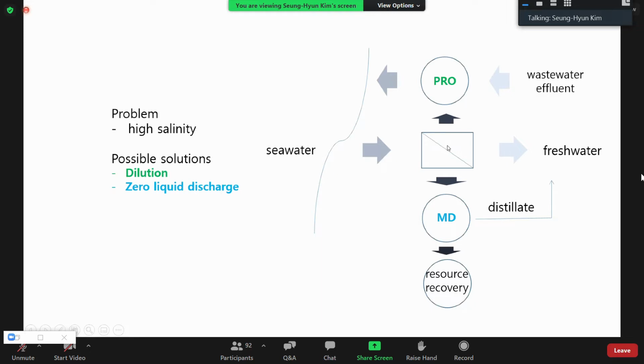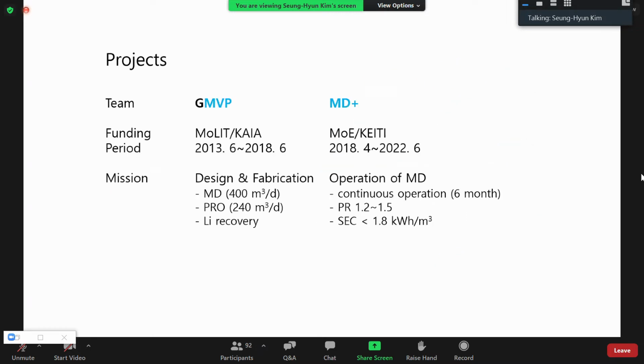That's the reason we started studying these technologies, because seawater membrane desalination is a kind of major technology. So we see the future of seawater desalination and brine treatment, and the key technology is membrane distillation and PRO, pressure retarded osmosis. So we conducted scaling-up study of these technologies over two projects.